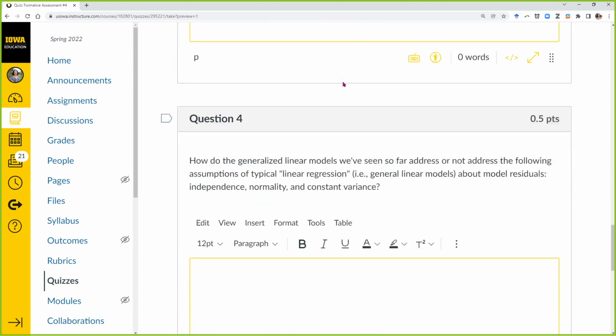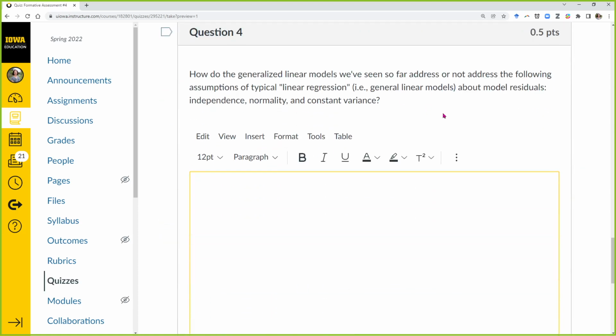Okay. Now this one. A variety of answers on this. So how do the generalized linear models we've seen so far address or not address the typical assumptions of linear regression? So generally speaking, in statistics, when you fit a model, your assumptions are that model. So when you order, say, a standard linear regression, you are ordering a residual term that's supposed to be normally distributed, have constant variance, and be independent across observations.